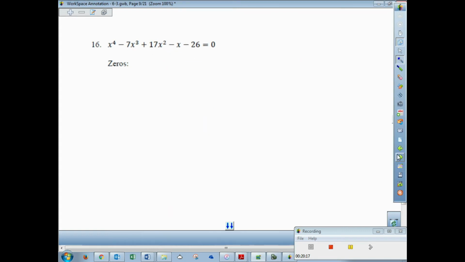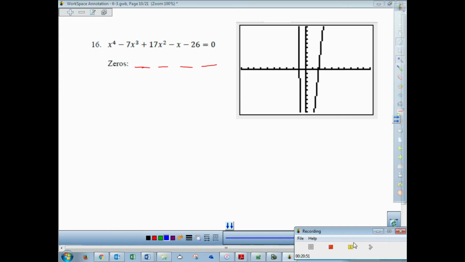Let's try 16. We'll do this whole page, by the way. 16. Graph him. Find your rational roots. I'll let you punch that in. This is what he looks like when you graph him. There should be 4 zeros because there's a 4th degree polynomial.